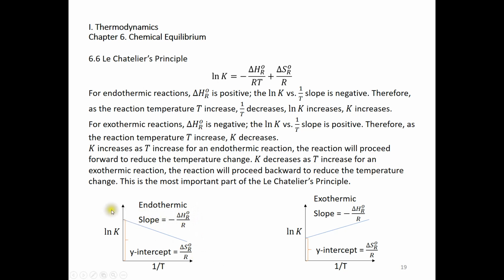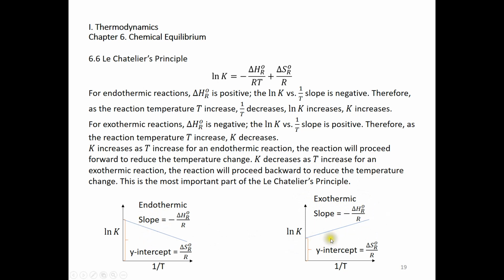So you see this line pointing down, and the y-intercept is the standard entropy of reaction over R. Again, we're plotting ln(k) versus 1 over T. This is how we determine the slope. And now, exothermic reaction, pay attention to the difference.